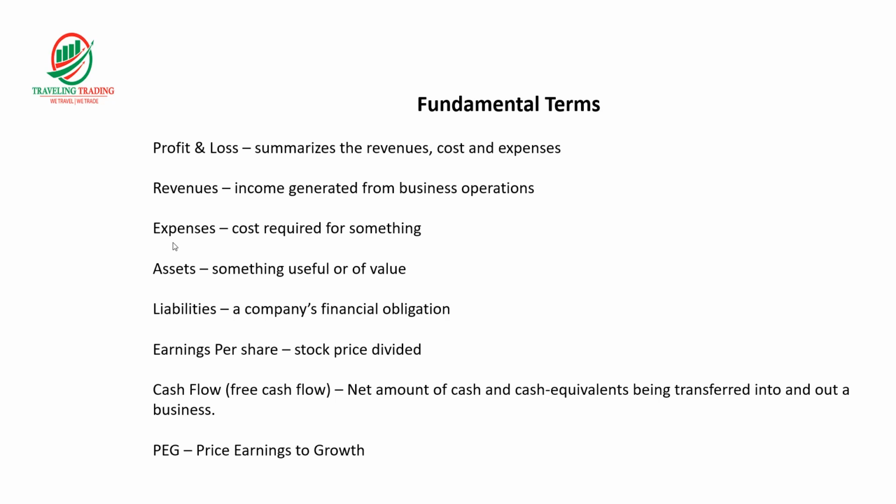Expenses are the costs that require them to do something. The asset is something that has useful value within that company. Liability is the company's financial obligation that they have to pay. Okay. Now, earnings per share is basically the stock price divided by the market cap. Pretty simple there. I didn't finish that part, but we're good there.